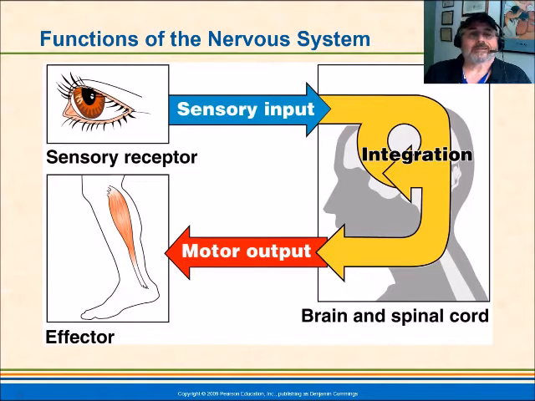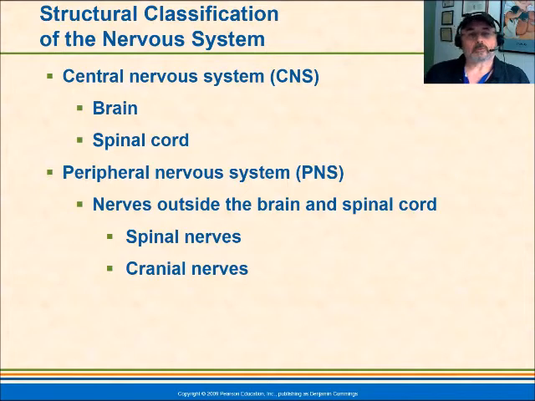Now, this chart should be fairly familiar to you. I think in chapter 1 we talked about feedback loops, and so sensory input goes in, we have the processing area, and we have motor output that goes out. Now, we can look at the general structural classification of the nervous system. We have the central nervous system, which consists of the brain and the spinal cord, and we have the peripheral nervous system, which are nerves outside of the brain and spinal cord. These are spinal nerves and cranial nerves.